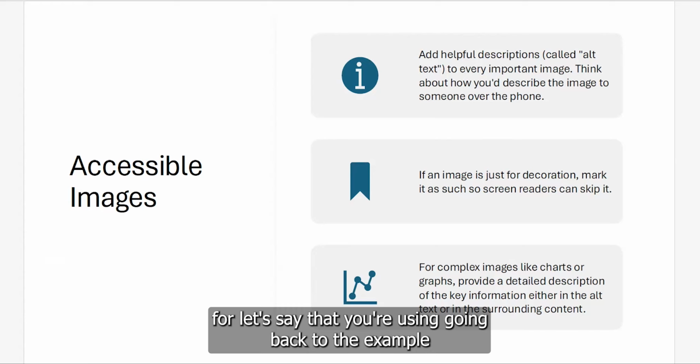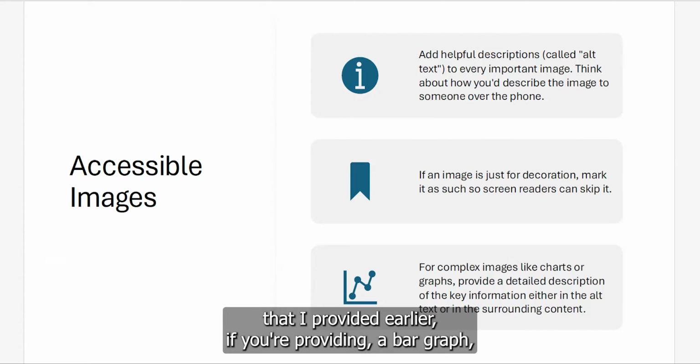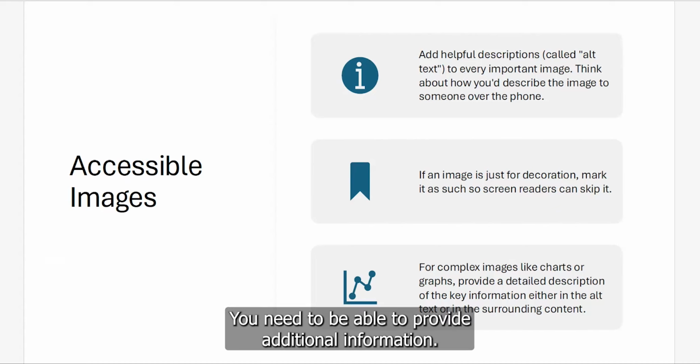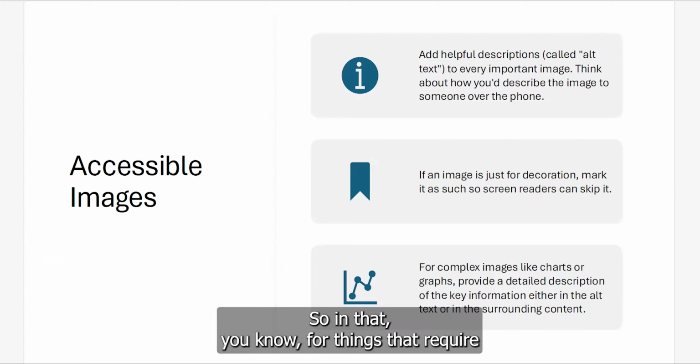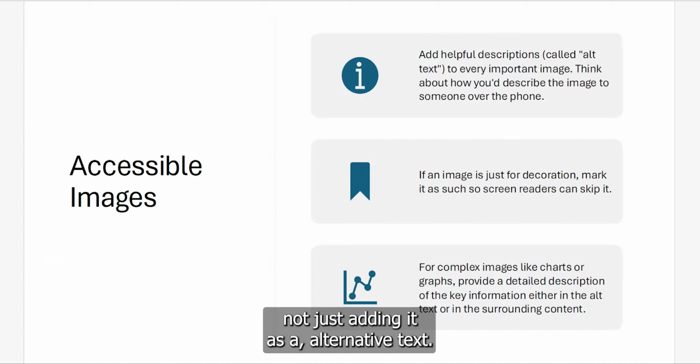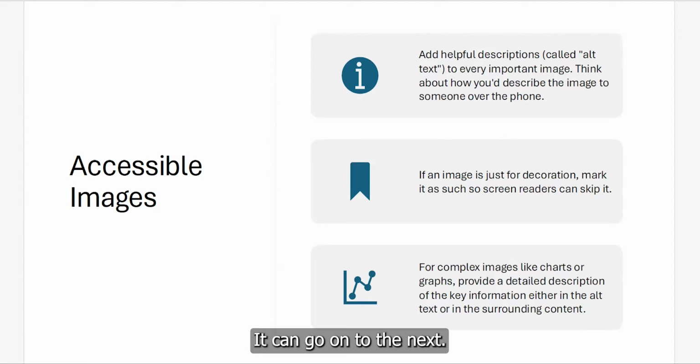Or, going back to the example that I provided earlier, if you're providing a bar graph, simply saying a bar graph of students with disabilities is not enough. You need to be able to provide additional information. So for things that require a lot more explanation, it is important that you integrate that into your text, not just adding it as alternative text. Okay, you can go on to the next slide.